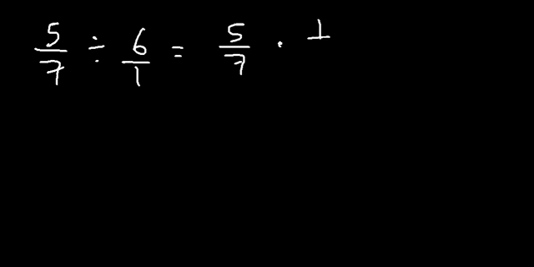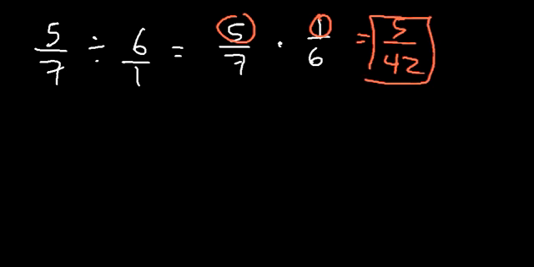So try this example. 5 over 7 divided by 6. So let's write this as 6 over 1. So that's 5 over 7 times 1 over 6. 5 times 1 is 5. And 7 times 6 is 42. And that's the answer for that example.